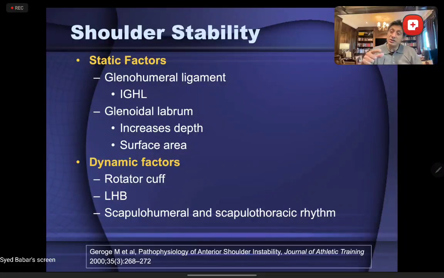Dynamic factors are the structures outside. So in other words, things like rotator cuff tendons, the scapula, which is attached to the shoulder by the scapulothoracic muscles. So these are the extrinsic factors or the dynamic factors, because remember, these move all the time. So the stability is dependent on both the internal factors, which are static, and the outside factors, which are more dynamic.